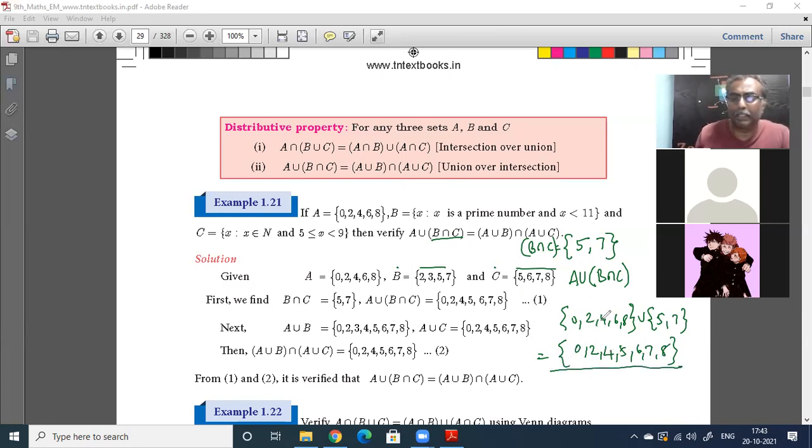You can just go on with mental calculations. Very important: the more sums you work out, the faster and more confident you will be. So this is the left hand side. Now we have to work out the right hand side. Let us do this: 0, 2, 4, 5, 6, 7, 8.